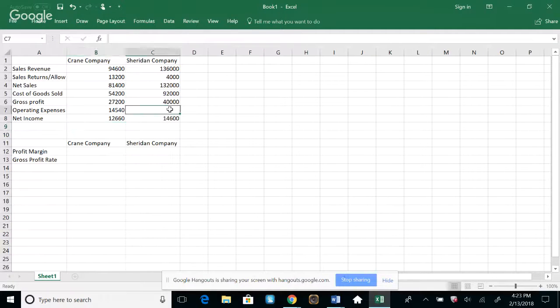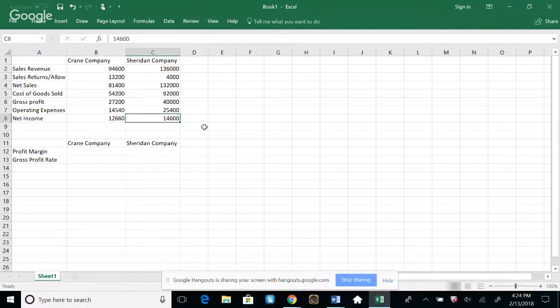12,660. To solve for operating expenses for Sheridan Company, what we need to do is take our gross profit of 40,000 and subtract our net income of 14,600 to give us our operating expenses of 25,400.